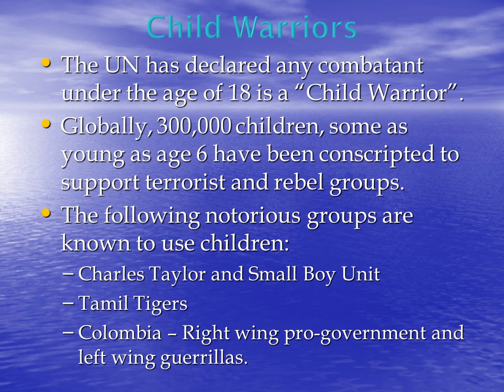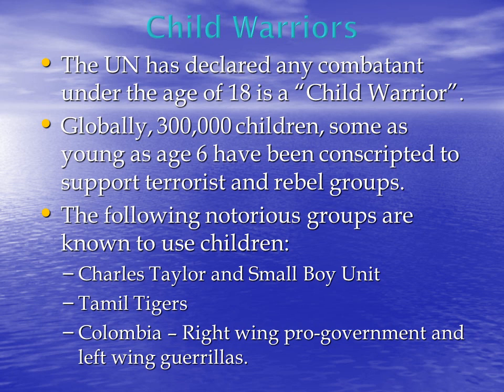Another interesting discussion that occurs in this textbook is about child warriors. And this is the use of children as warriors within the organizations themselves. And as distasteful as that sounds, it is a very popular method of recruitment in many parts of the world. The United Nations considers any person under the age of 18 as a child relative to being classified as a child warrior. Globally, there's about 300,000 children, some as young as 6, who have been conscripted to support these groups. And I've listed some of them in the bottom.